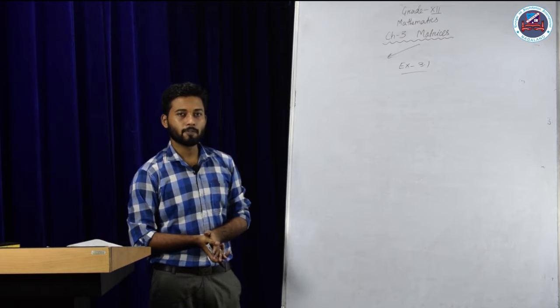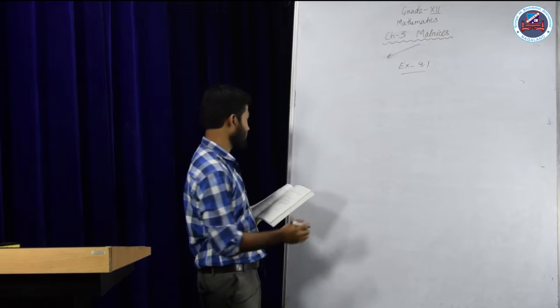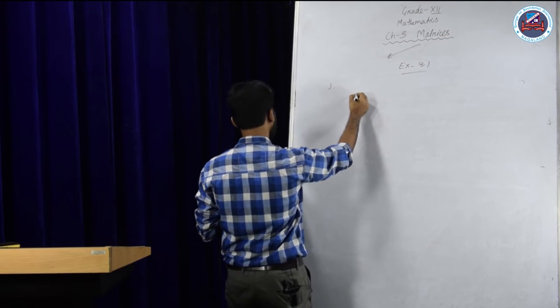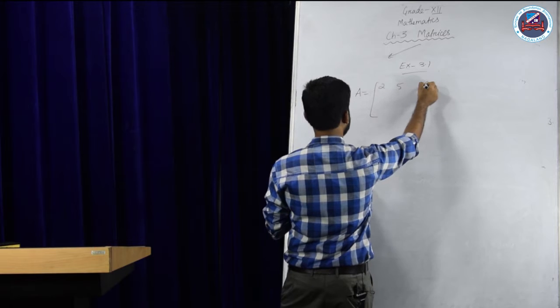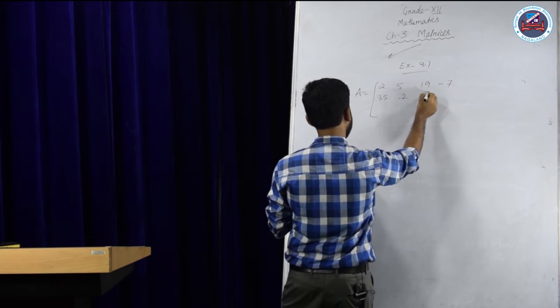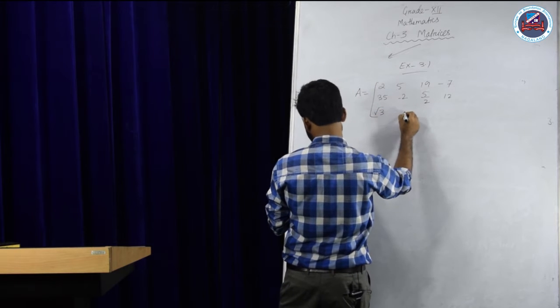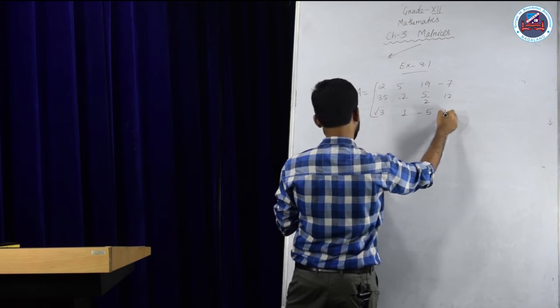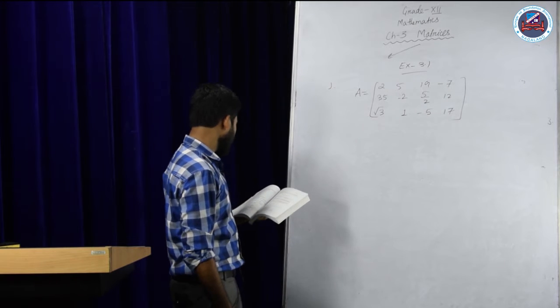Let us see a few problems from the exercise 3.1. Here, the first question is: given the matrix A is equal to 2, 5, 19, minus 7, 35, minus 2, 5 by 2, 12, root 3, 1, minus 5, 17. Write the order of the matrix.